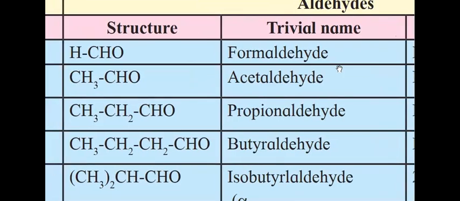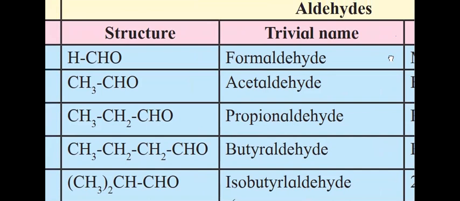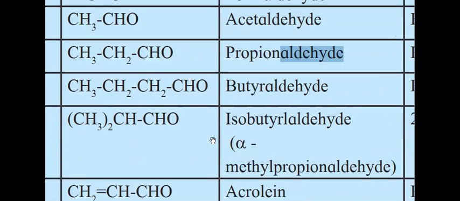Okay, formaldehyde. This R group is a hydrogen, since it is included, we have seen this, in aliphatic aldehydes. Then acetaldehyde, CH3CHO, propionaldehyde. The important thing is that it is aldehyde for the common name system or trivial name system. Then butyraldehyde. The number of carbon atoms is 4.